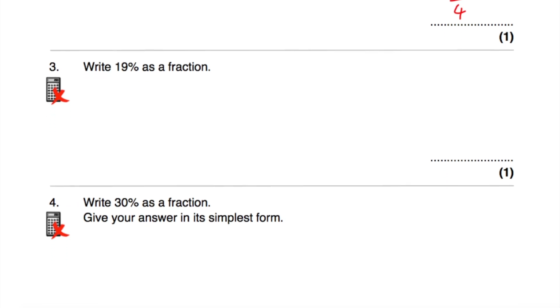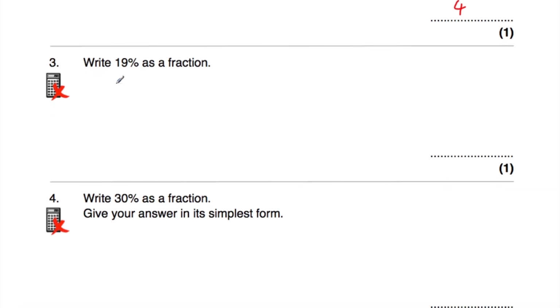Okay, our next one, question number 3, says to write 19% as a fraction. Percent means out of 100, so 19% would be 19 out of 100. And that would be 19 hundredths. In terms of that fraction, we can't cancel it down, so that's it. Our answer would just be 19 hundredths. So 19% as a fraction is 19 over 100, or 19 hundredths.